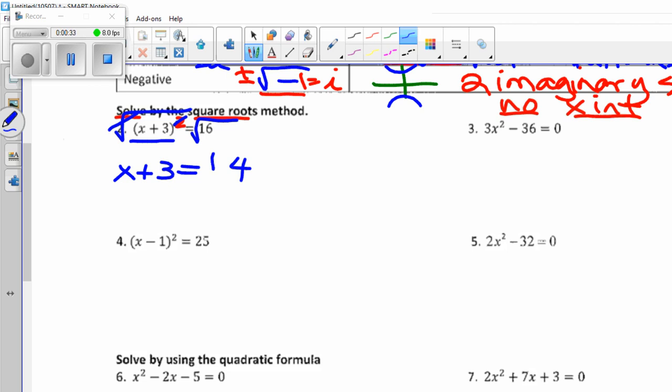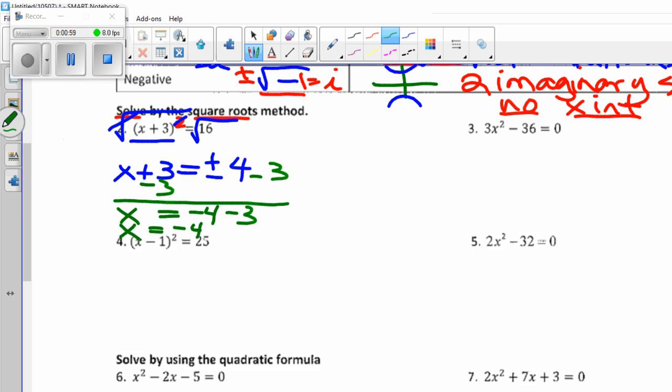And now I need to remember I have two solutions. If I have a quadratic equation, there's going to be two solutions. So it's plus or minus 4. And then I would subtract 3 from both sides. So I get x equals negative 4 minus 3 for one solution, and the other solution is x equals negative 4, or excuse me, positive 4 minus 3. So I've got negative 7 for a solution and 1 for my solution.